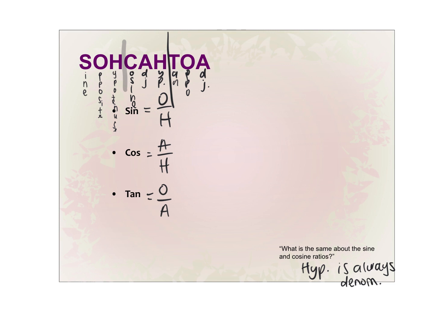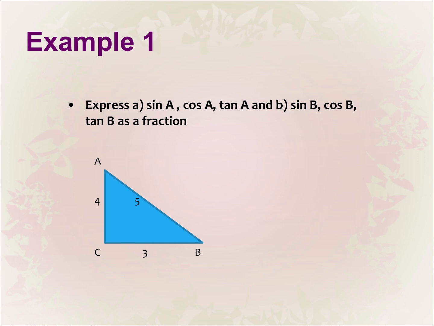Cool. All right. So let's go ahead. I want us to try to express the sine of capital A, the cosine of capital A, and the tangent of capital A. So let's write out our ratios. Our first one is SOH for sine. That means that the sine of A is going to be the opposite side over the hypotenuse.